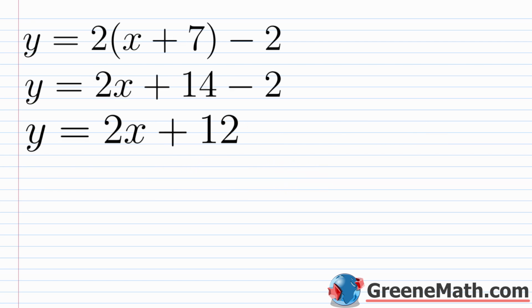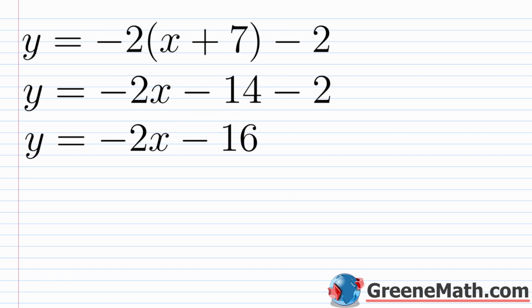So y equals plus or minus 2 times the quantity x plus 7, and then minus 2. So the first scenario is where you have a positive 2 for the slope. So y equals 2 times the quantity x plus 7, and then minus 2. If you simplify, you get y equals 2x plus 12. The second scenario is where the slope is negative 2. So y equals negative 2 times the quantity x plus 7, and then minus 2. If you simplify, you get y equals negative 2x minus 16.